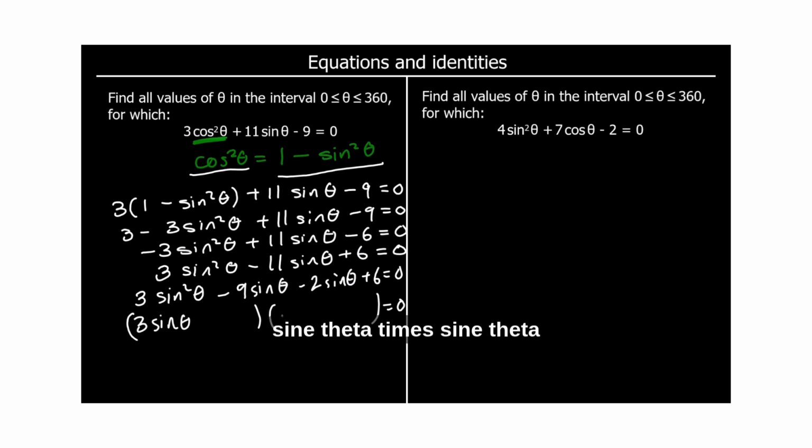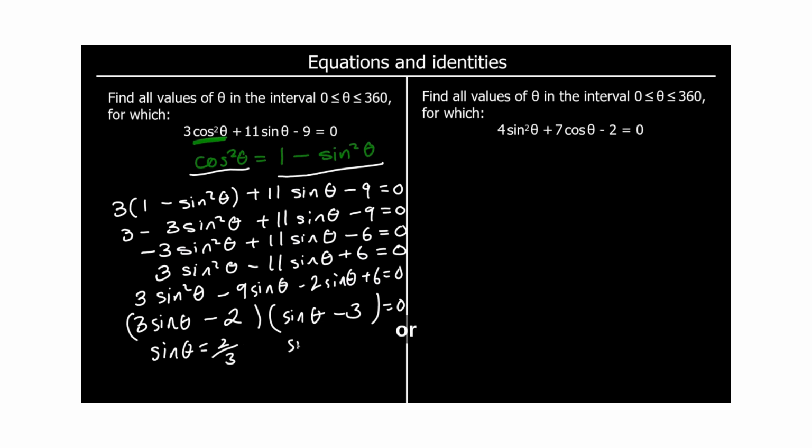3 sine theta times sine theta makes 3 sine squared theta. 3 sine theta times negative 3 makes negative 9 sine theta. And then negative 2 times sine theta is negative 2 sine theta, and negative 2 times negative 3 is the positive 6. So here we've got sine theta can either be 2/3 or sine theta could be 3. That's what makes the first bracket 0, and that's what makes the second bracket 0.